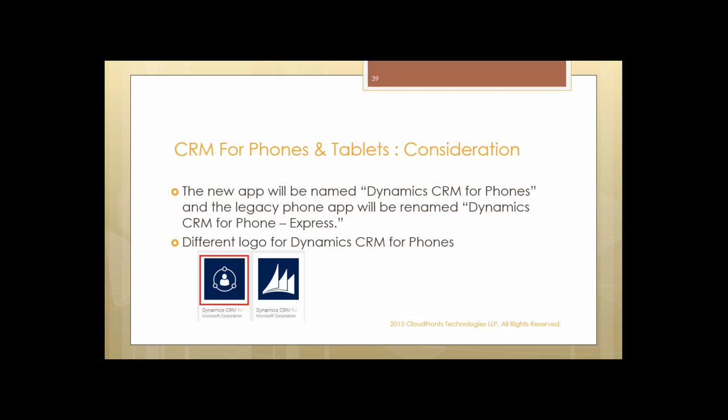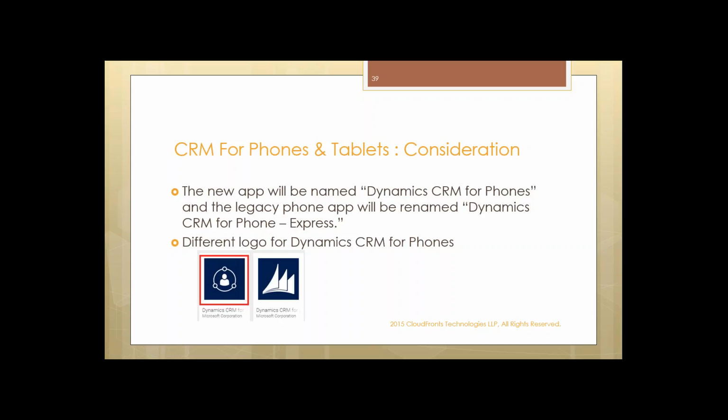So Microsoft introduced a new CRM application for the 2015 Update 1 organization. It is named Dynamics CRM for Phones, and the older application is renamed to Dynamics CRM for Phone Express. It is also called a legacy application, which was used to support 2013 and 2015. There are two different logos for the different applications. As you can see, the highlighted logo is for the new application, whereas the legacy application has the older logo.